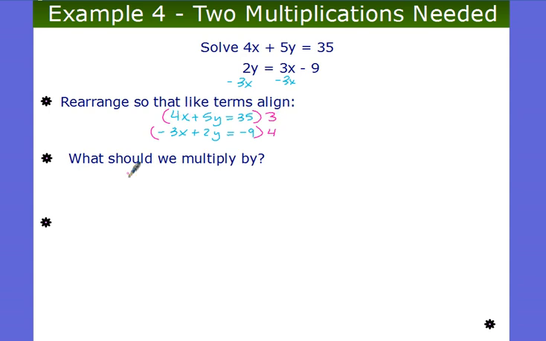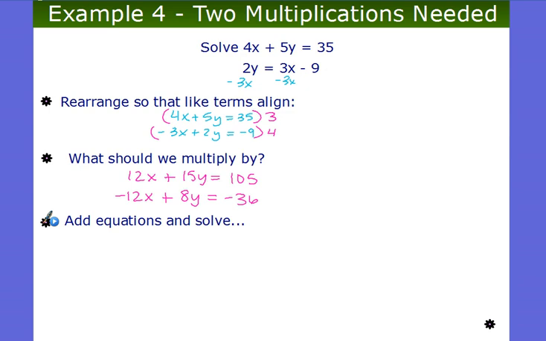So 3 times 4x gets me 12x, plus 3 times 5y gets me 15y, plus 3 times 35 gets me 105. Then we do the same thing with 4. 4 times -3x is -12x, plus 4 times 2y is 8y, equals 4 times -9 equals -36.